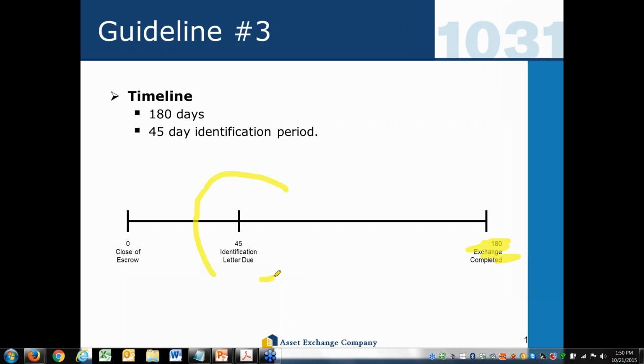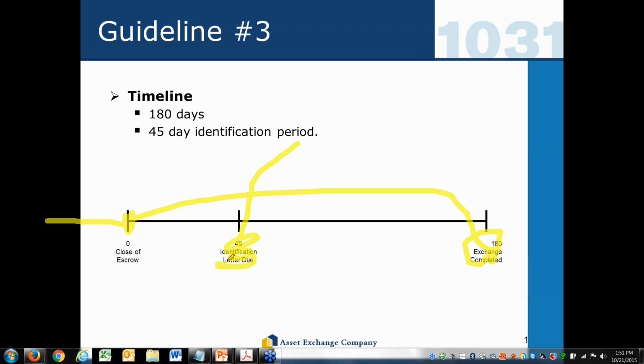Most people freak out because of what they have to do on day 45. Day 45, you need to submit your identification letter. Now, what does that mean? Well, that means you're going to have to submit in writing a list of all the properties you're thinking about buying. Remember, you sold a building, and you're going to complete the exchange by going out and buying something by day 180. Well, the government says, well, what the heck are you thinking about buying? And we want to know in writing by no later than midnight of your 45th day.